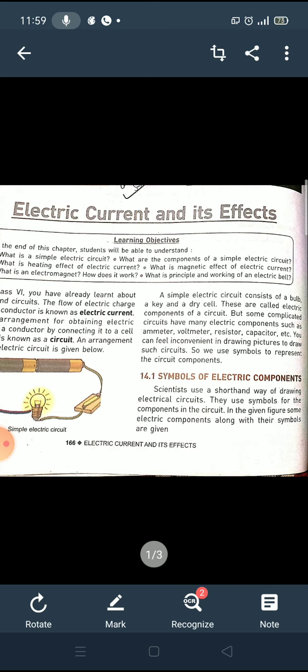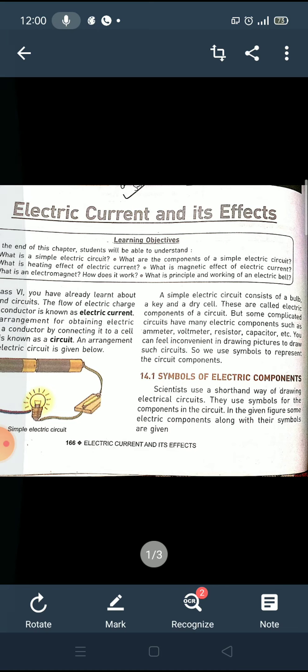And what is the circuit? Circuit means the arrangement of all things, like the arrangement of cell, battery, bulb, switch or key, etc. By that, electricity can easily flow. So this full arrangement is called an electric circuit.